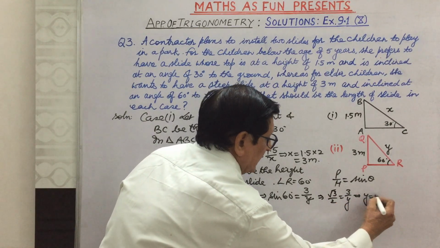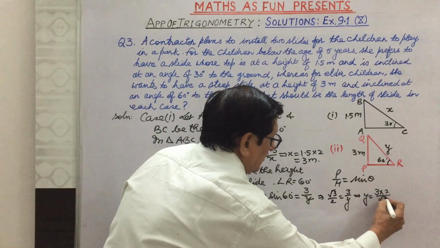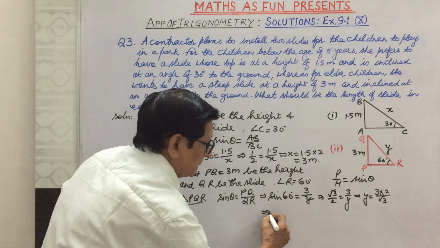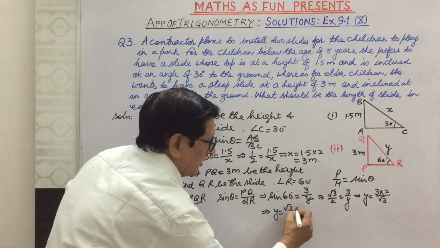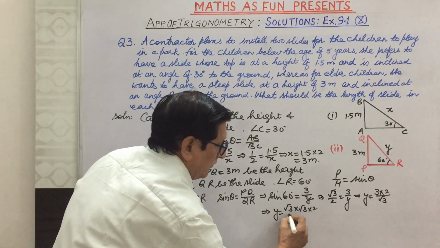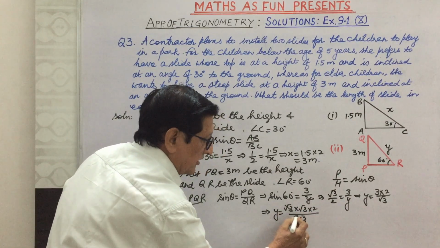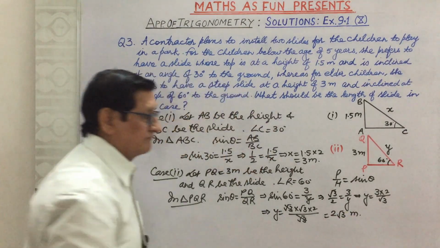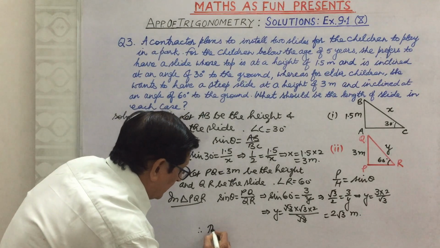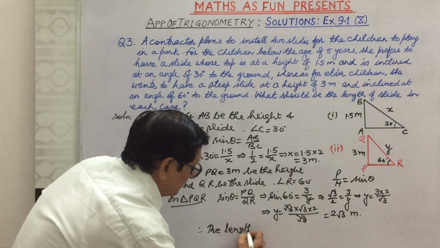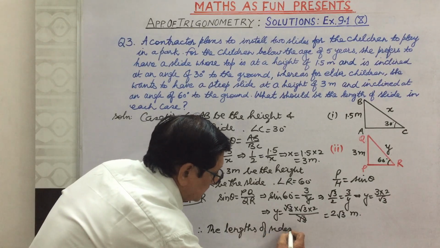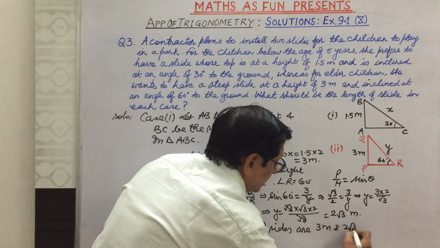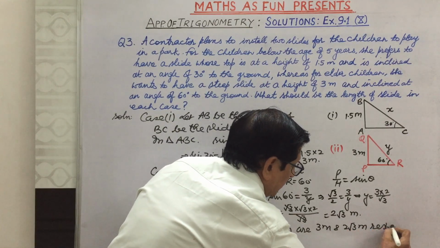It means we are getting y is equal to 3 into 2 upon root 3. We can write this 3 as root 3 into root 3 into 2 upon root 3. This root 3 and root 3 cancel, so this comes as 2 root 3 meters. And hence we can write, therefore, the lengths of slides are 3 meter and 2 root 3 meters respectively.